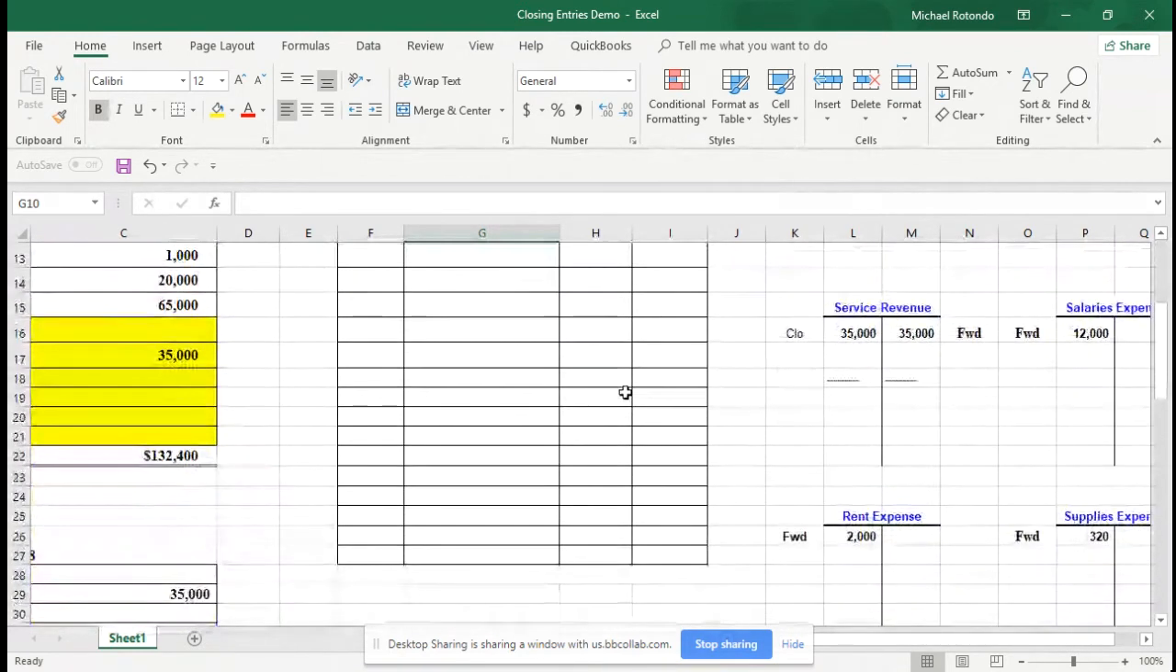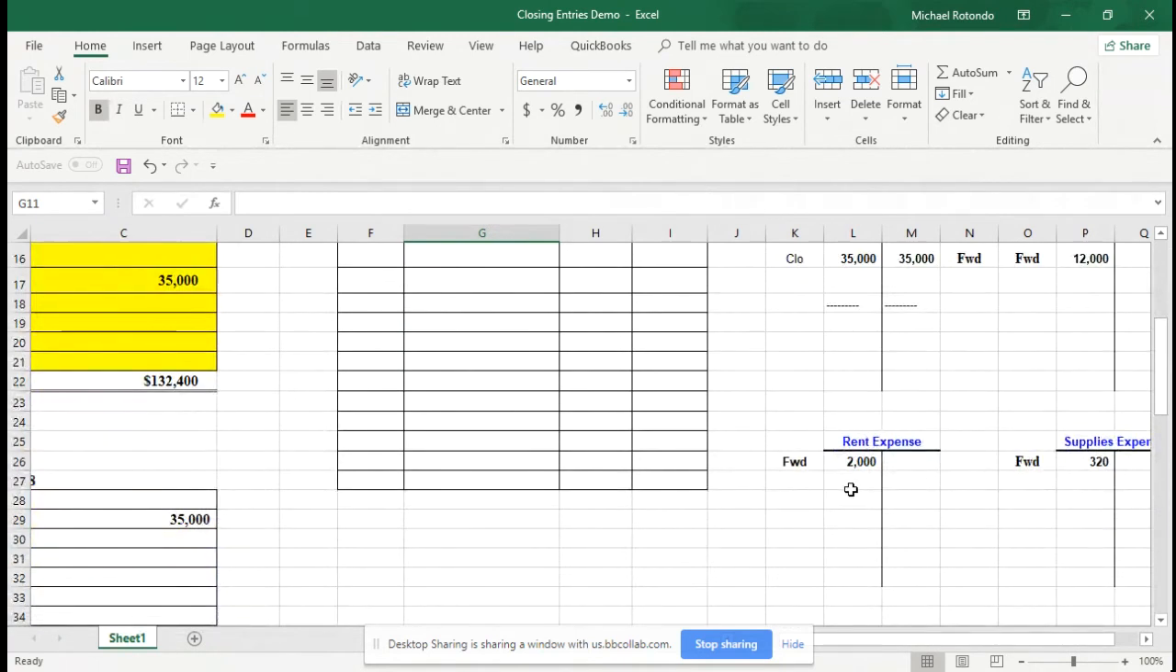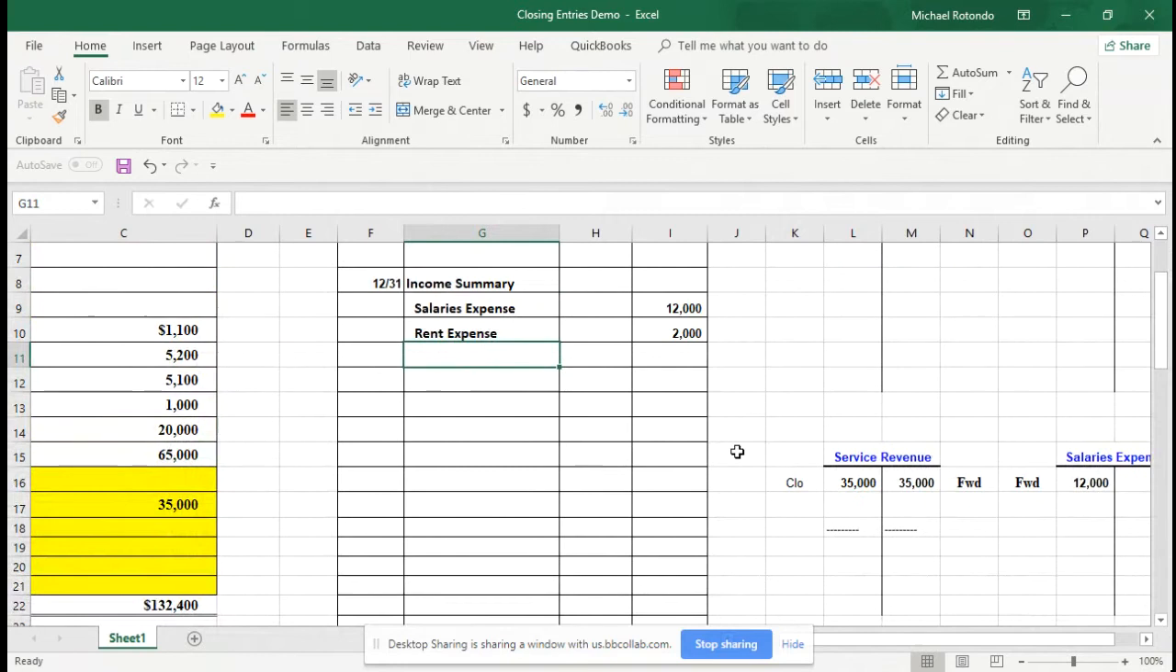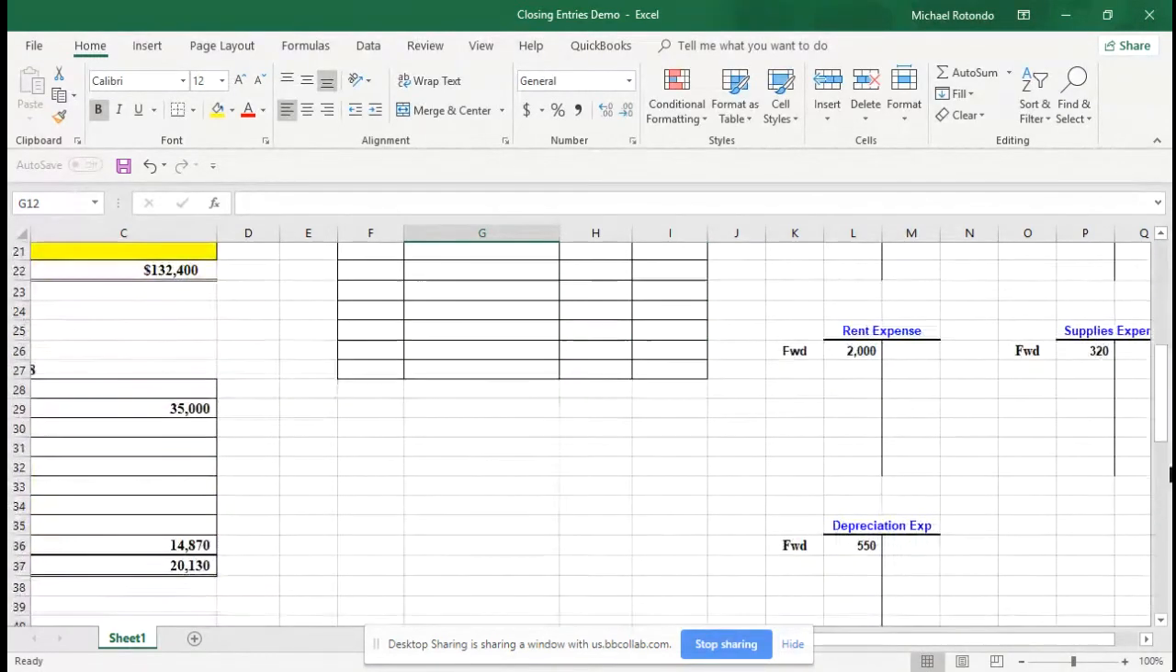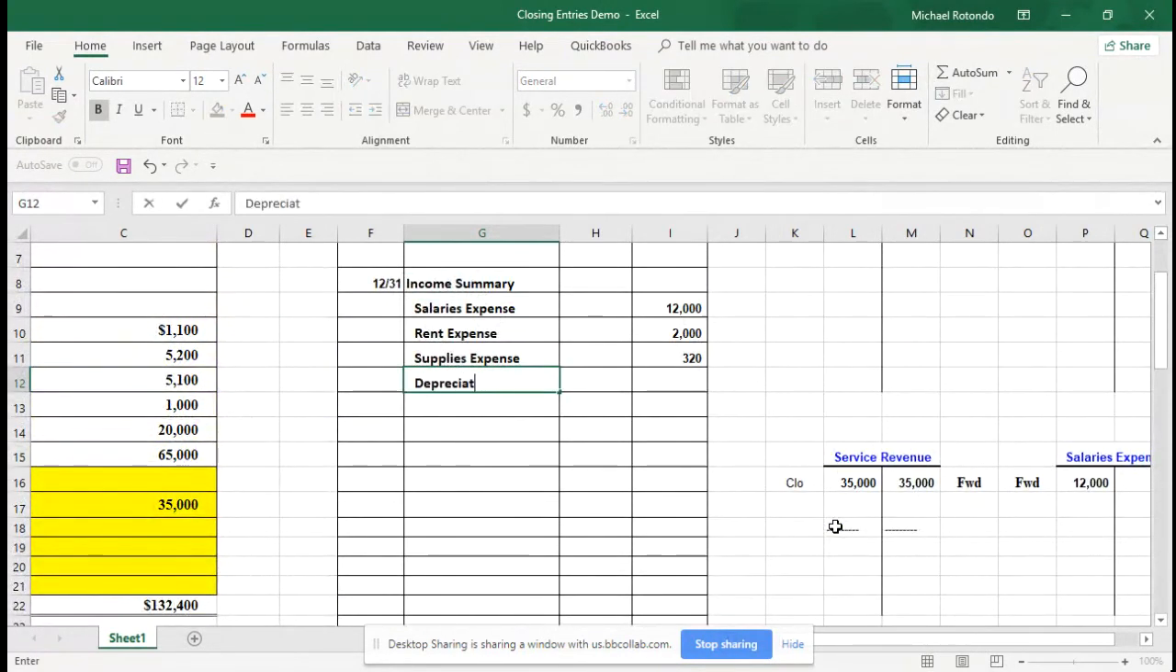Our rent expense has a debit balance of 2,000. To close it, we would need to credit it for 2,000. Our supplies expense has a debit balance of 320. So to close that, we would need to credit it for 320. And then finally, our depreciation expense has a debit balance of 550. So in order to close it, we would credit it for 550. And our total will be the debit to income summary.